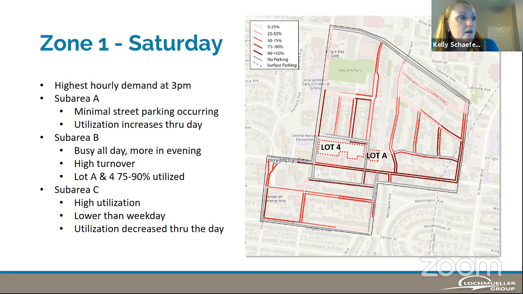Then on the weekend, that wasn't too dissimilar. The sub area A streets saw higher demand during the week, and they were also busier on the weekend. The loop was also very busy for every count, and we also saw good turnover, say high turnover. And then sub area C was highly parked as well. Utilization dropped some throughout the day, suggesting people were leaving home and heading out.